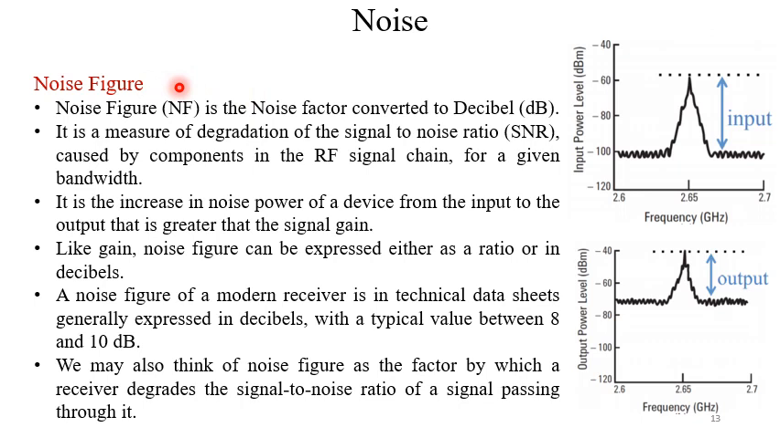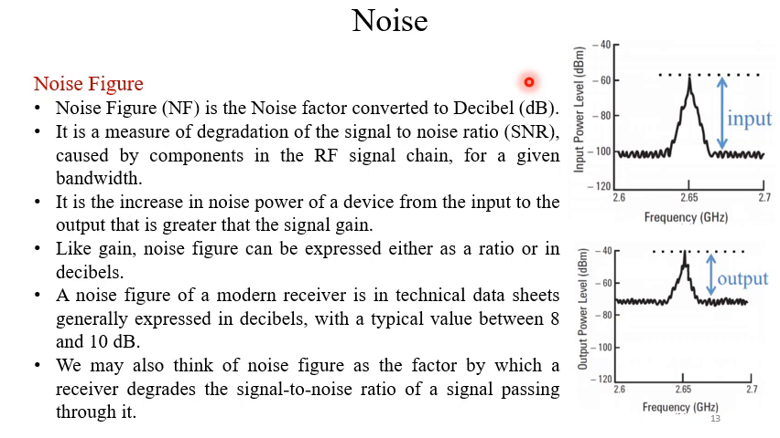Now consider the noise figure. It is the noise factor converted to decibel. So it is a measure of degradation of signal to noise ratio caused by components in the RF signal chain for a given bandwidth. So it is the increase in noise power of a device from the input to the output that is greater than the signal gain.